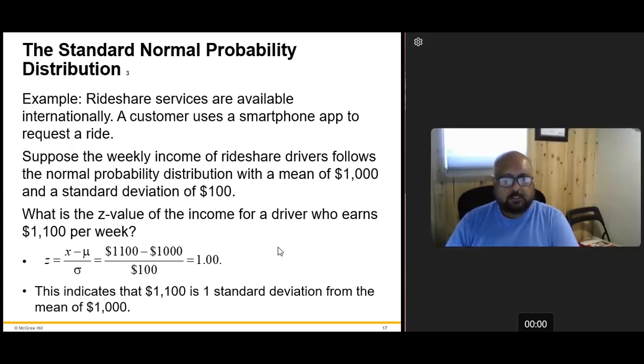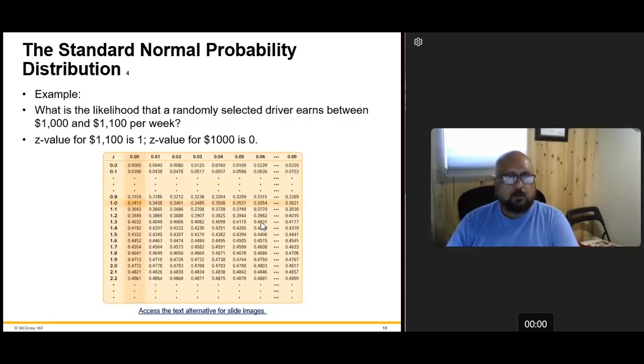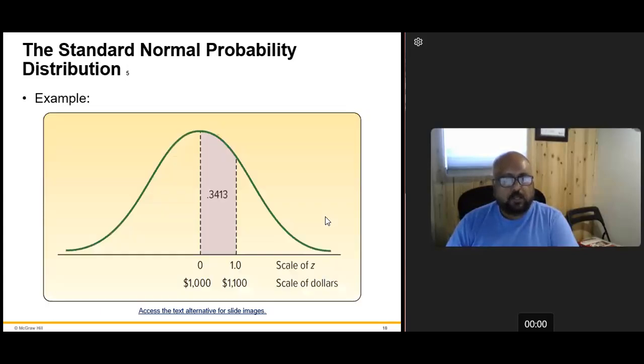Okay, let's take a look at it. So this is the table, and we know the value of Z is 1. So we have 1.0 here, with no other digit after the decimal. So we only have 0.00 plus 1.0. So this is the value 0.3413 that we got. This is the probability that we need. This is the answer to the problem.